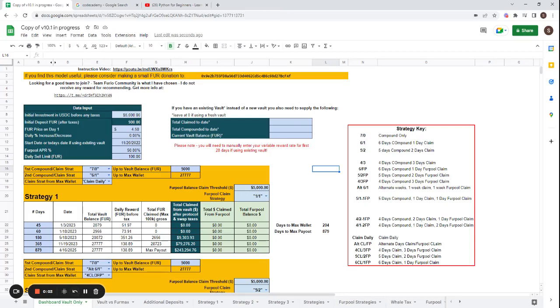Crypto Stu with another Furio-based video. Launching, or releasing, a brand new version of the Furio Financial Freedom model. So I want to talk you through some of the major changes that you will see if you download this spreadsheet and give it a go.